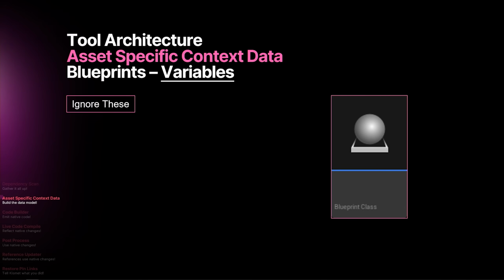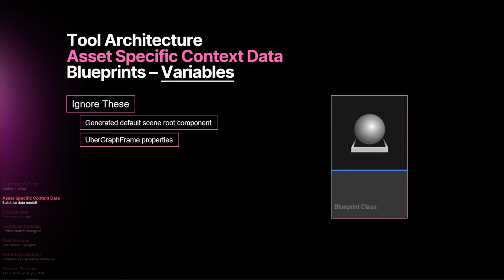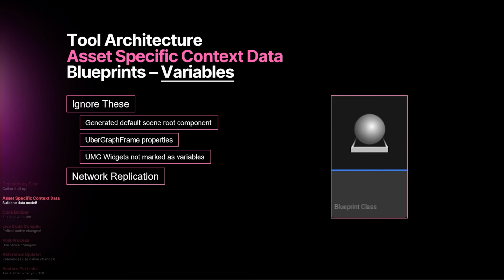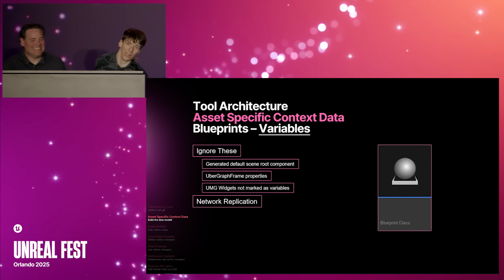For variables, let's start with what we can ignore. The generated default tuner component, if it exists, will show up as a UPROPERTY. It'll get in the way, so just ignore it. For Uber graph frame properties, same thing. They have runtime and BP only. Widgets not marked as variables only live in the widget tree, so we don't care. For replicated variables, you need to grab the rep notify function name and obviously keep a mapping between the two, but you're going to have to do that in code afterwards.